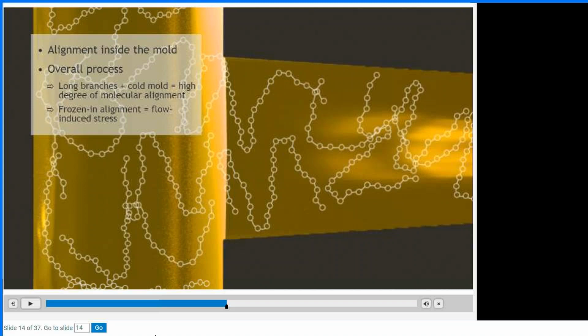Then on top of it, the fill speed, for example, will influence the orientation of the molecules. Then the temperature of the tool versus the plastic will influence the frozen layer, so how much orientation we will freeze in. This frozen-in orientation will determine residual stresses, which will result in, guess what? Yes, shrinkage and warpage.